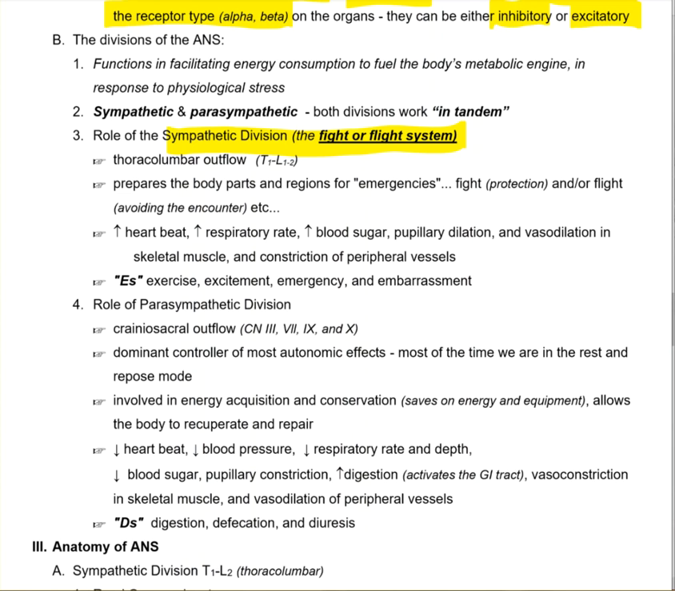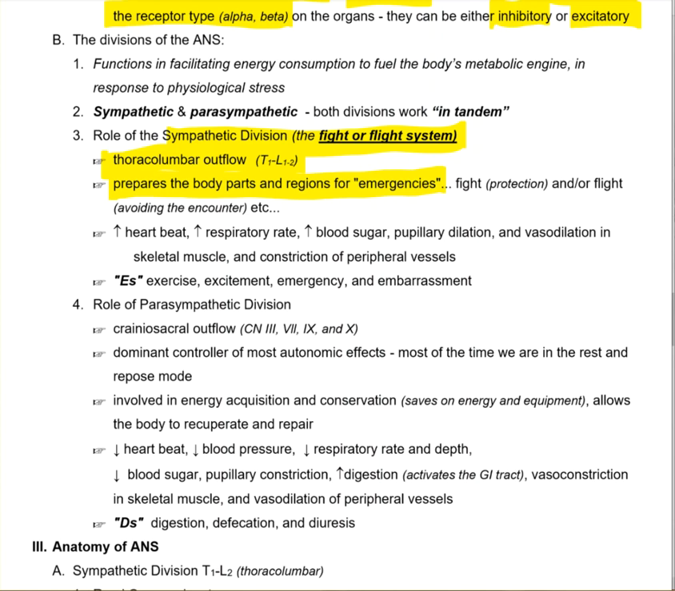one thing that's really good when you're looking at sympathetic and parasympathetic is to compare them and contrast them. What is the same about these? What is different? So the first thing is where it leaves the spine. And remember I said it goes out the T1 to L1, L2 range, and this is called thoracolumbar, all right, outflow. So thoracic and lumbar outflow. As I said, this system, sympathetic, prepares body parts and regions for emergencies, fight, protection, or flight, avoiding the encounter.